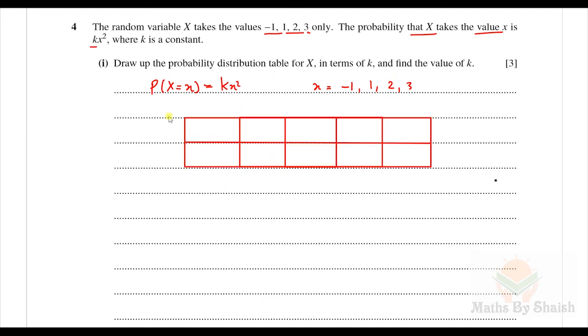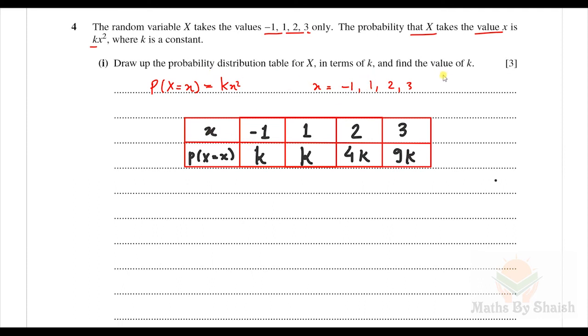So in the probability distribution table, here we will put x and here its corresponding probability of X equal to x. So for x equal to minus 1, 1, 2 and 3, we have k into minus 1 squared, that is k, k into 1 squared, that is again k, k into 2 squared, that is 4k, and k into 3 squared, that is 9k. So this is the probability distribution table for X. Now we will find the value of k.